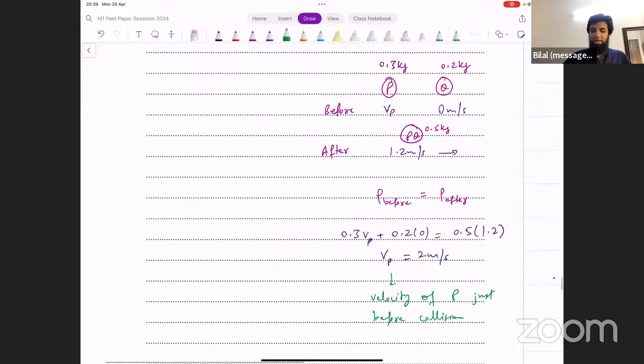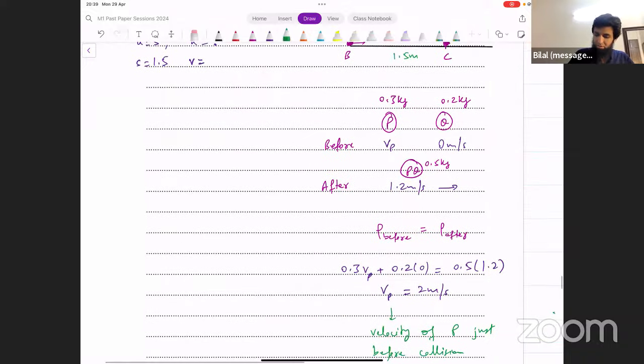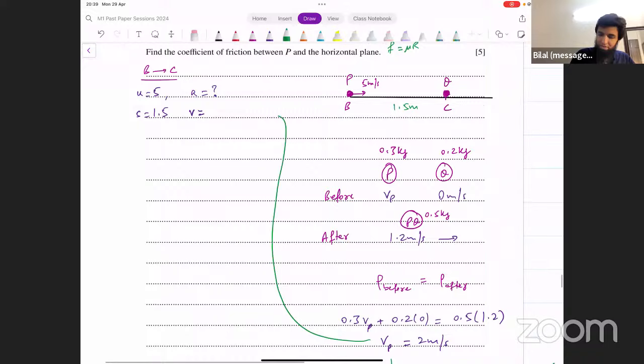Okay. And now we can say just before collision happens, that's the final velocity of this part of the journey from B to C. So this would actually become 2 meters per second here. The final velocity of the particle P from the point B to C. And now using this information, we can find the value of acceleration. 2as equals v squared minus u squared. What does that give you?